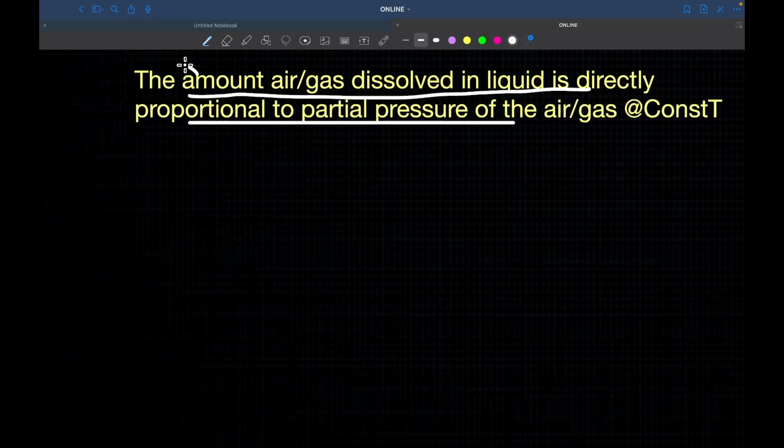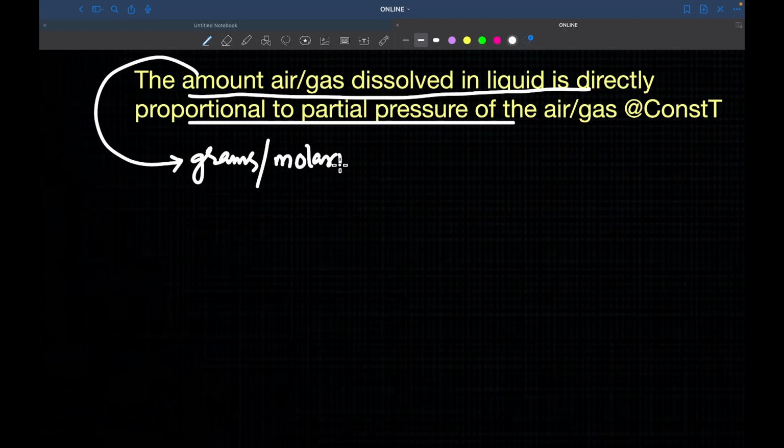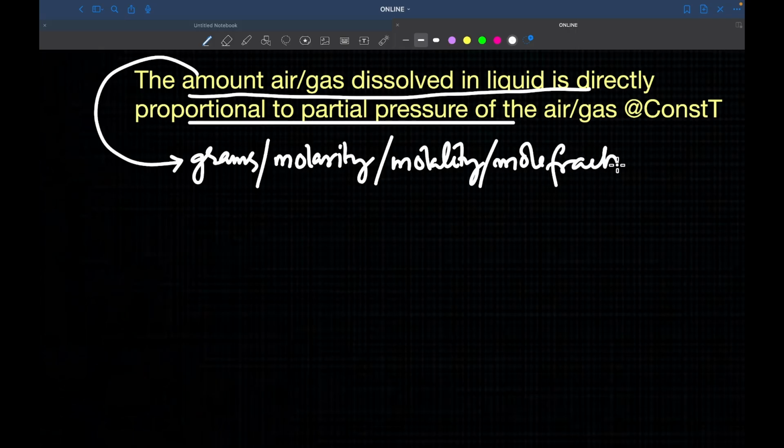सो अमाउंट वी टॉक अबाउट, अमाउंट कैसे बात करेंगे? अमाउंट तो वी कांट टॉक अबाउट द ग्राम्स, राइट? तो ग्राम्स में बात कर सकते हैं आप, जनरल केस में ग्राम्स में बात कर सकते हैं, लेकिन ग्राम्स के जगह वी यूज़ मोलारिटी यूज़ कर सकते, राइट? या मोलालिटी यूज़ कर सकते, या मोल फ्रैक्शन भी यूज़ कर सकते. सो द हेनरी हैज़ यूज्ड दिस मोल फ्रैक्शन.